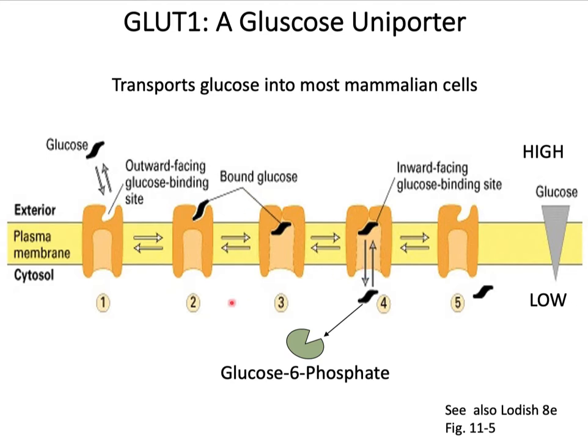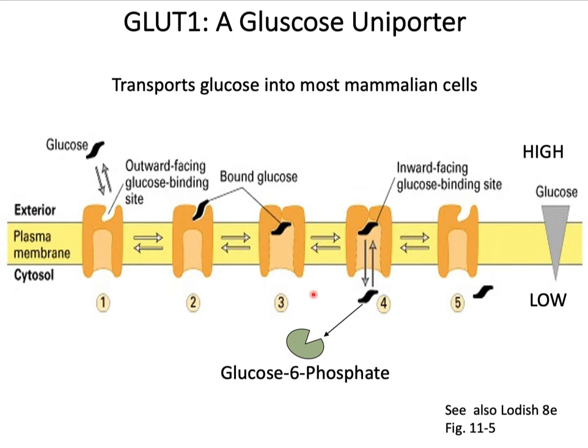Again, glucose is moving down from the area of high concentration to an area of low concentration on this side of the membrane. So this is how this transporter works. Glucose from the extracellular space will bind to the glucose binding site. When glucose binds, this causes a conformational change in the transporter protein, and the glucose binding site is now facing inward. So now the glucose is within the core of the transporter and it can diffuse into the cytosol.